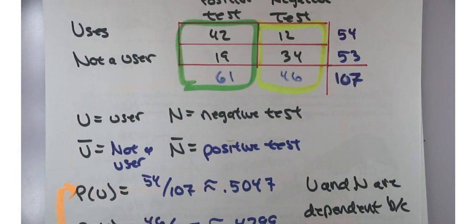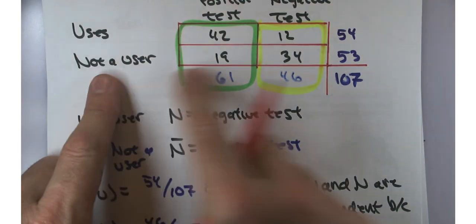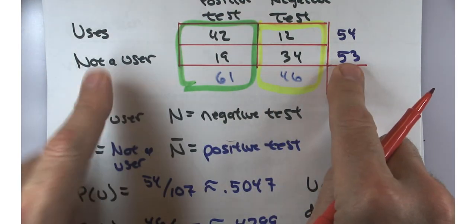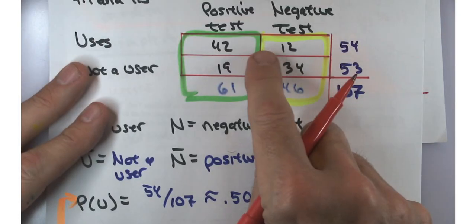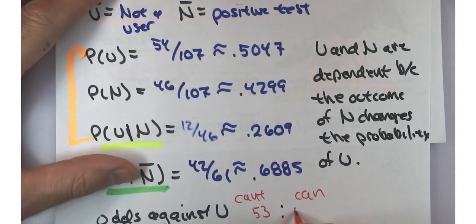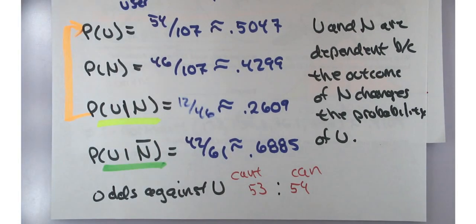How many ways can't it happen? Well, there's 53 people who aren't users. So that'd be 53. Ways that it can happen would be 54. So almost even money there. But those would be your odds against. Odds for would just be the reverse of that. There you go. So there's a little bit of review from 4.1 and 4.3.